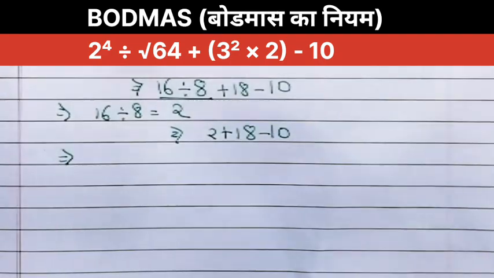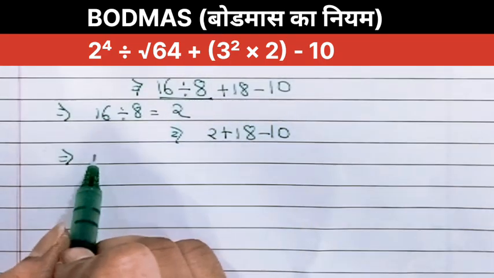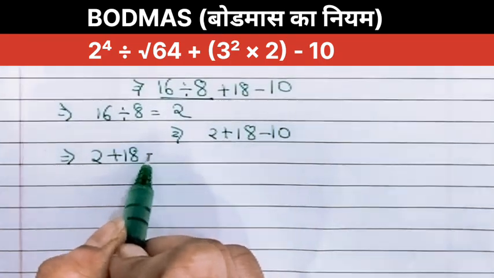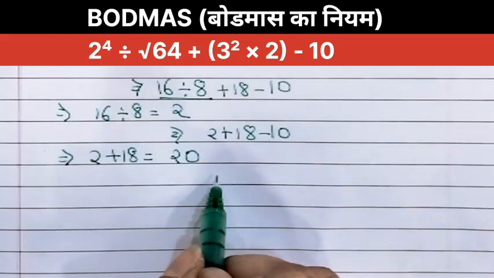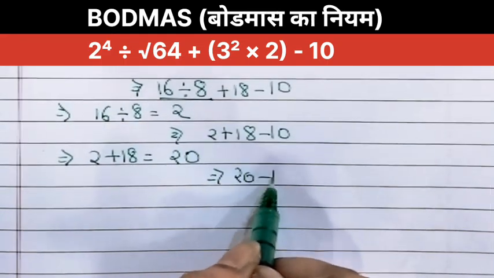Now the fourth step says perform addition. Now we add the values. 2 plus 18 is equal to 20. According to this step, addition is done before subtraction. So now the equation becomes 20 minus 10.